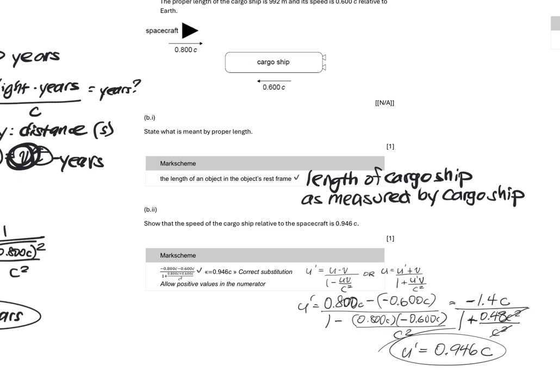U prime is the speed of the cargo ship relative to the spacecraft, if the spacecraft is u. So u is 0.8 c minus negative 0.6 c for the cargo ship. I throw it all together and I get 1.4 over 1 plus, because you're multiplying a negative times a negative, 1 plus 0.48, because 0.8 times 0.6 is 0.48. So 1.4 divided by 1.48 gets me 0.946 c, which agrees with the mark scheme.